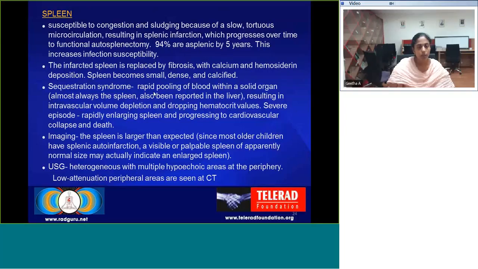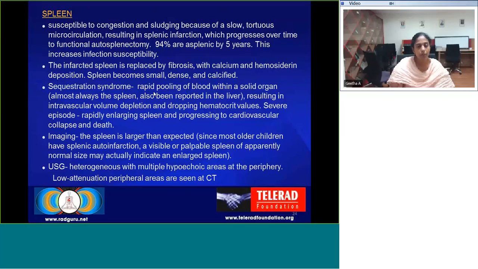Sequestration syndrome is another pathology which is seen, which results from rapid pooling of blood within a solid organ, which is almost always the spleen, and it has also been reported in the liver. This results in a large intravascular volume depletion and dropping hematocrit values. In a severe episode, there is a rapidly enlarging spleen which progresses to cardiovascular collapse and death.